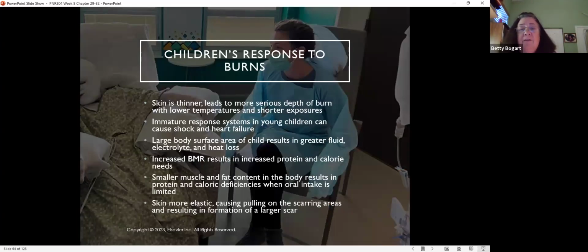So children, their skin is thinner, so they get more serious burns and it goes deeper quicker and for shorter amounts of exposure time. We know that children don't respond as quickly as older people. Their reflexes aren't there, so they'll be burnt deeper and harder. And we know any burn does result in fluid, electrolyte and heat loss. So if it's more area, it's more area that has greater fluid, electrolyte and heat loss.